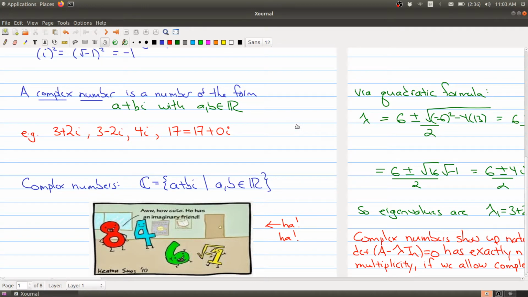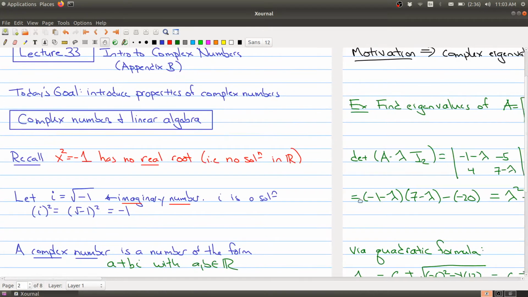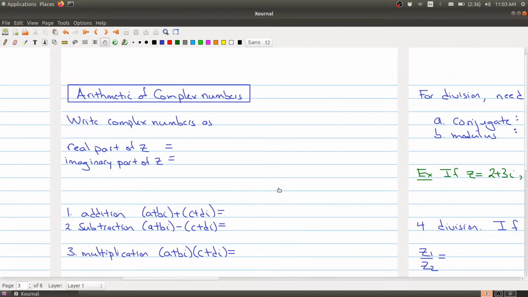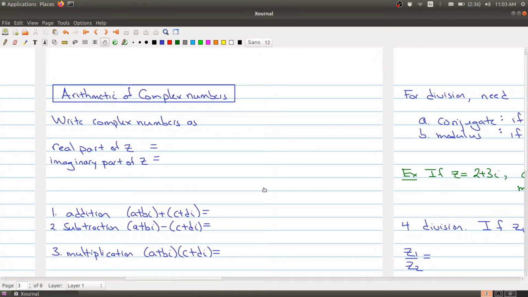Now that you know what a complex number is and an imaginary number, let's move over to talking about the arithmetic of complex numbers. When we're talking about the arithmetic of complex numbers, what we want to know is how we do the basic operations of addition, subtraction, multiplication, and division with these numbers. First of all, let's set up our notation and explain how we're doing things.